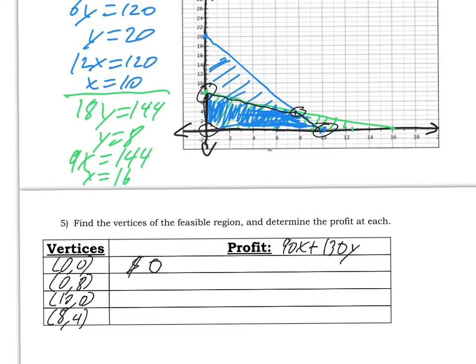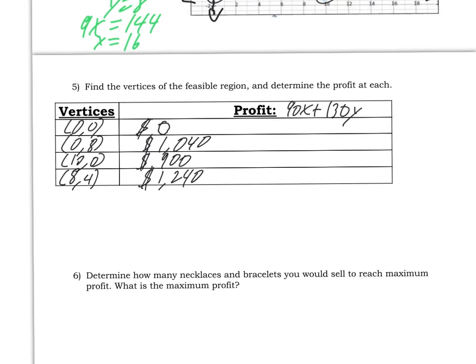For 0, 8, you plug in 0 for the x and 8 for the y. So doing that should get you $1,040 profit. If you do 10 and 0, so 10 for the x and 0 for the y, you get $900 profit. Whoa, why did I put a comma there? Let's try that again, Mr. Appel. There we go, $900. And 8 and 4 is $1,240.